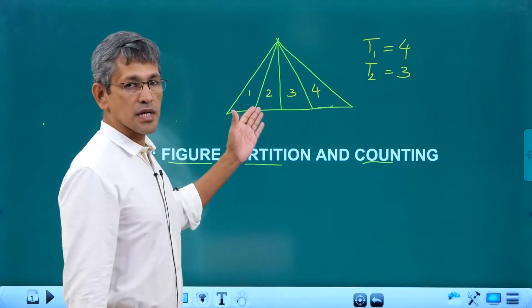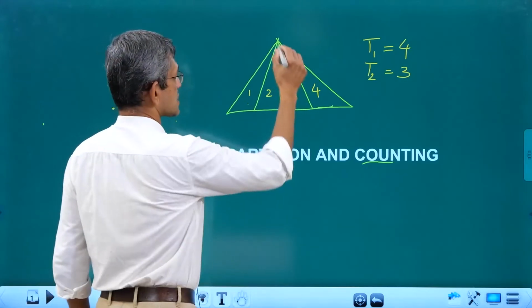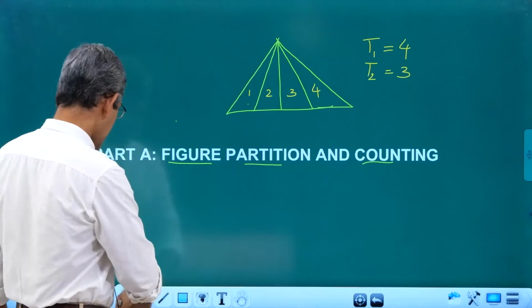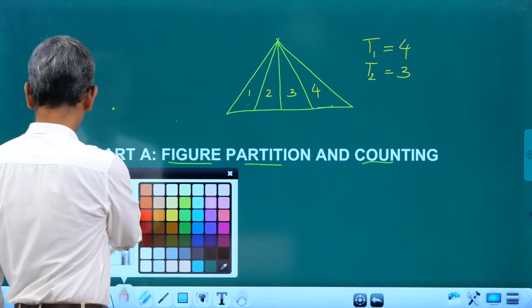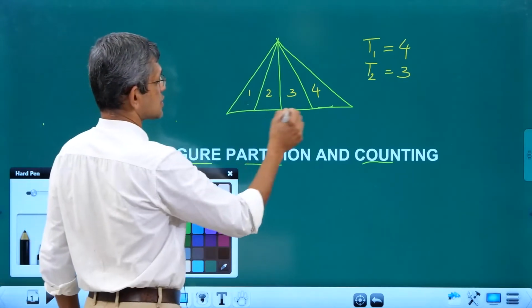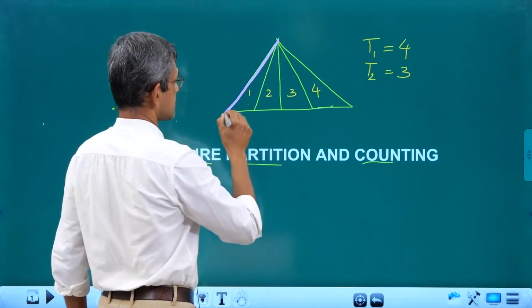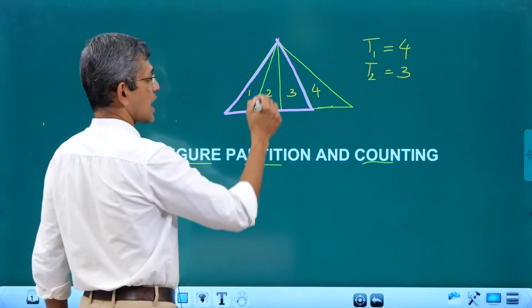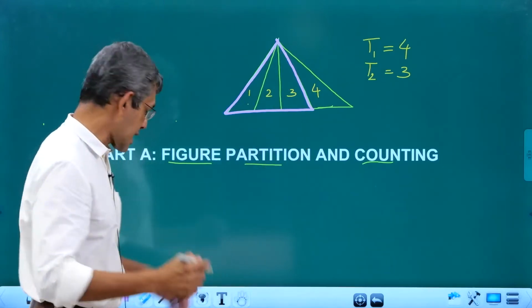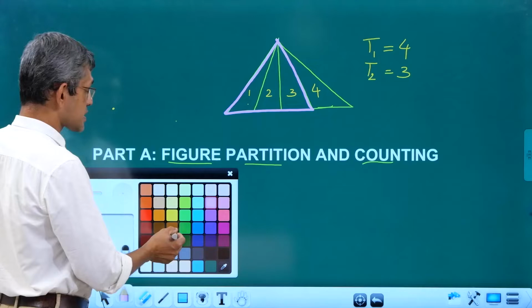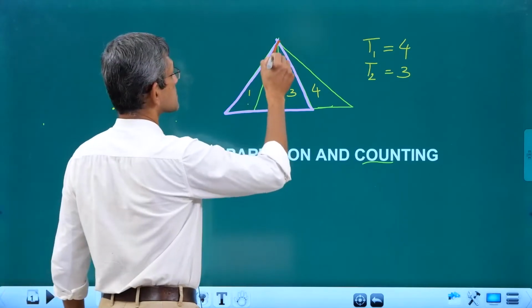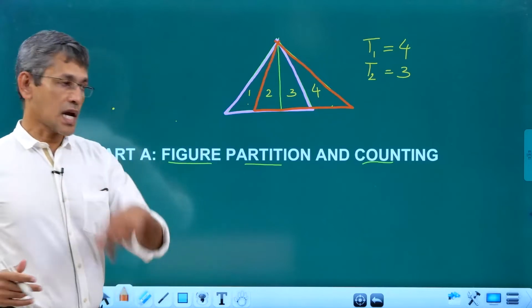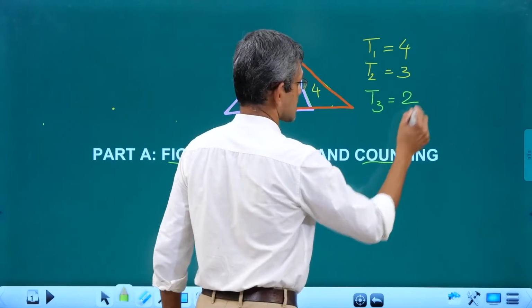Now 3 pieces together, how many are there? 1, 2, 3, that's one triangle. Then 2, 3, 4, that's another triangle. So let me mark it with a different color. Say 1, 2, 3, one triangle here. At the same time, we have 2, 3, 4, another triangle. Let me go with another color. So that's another triangle. So 3 pieces together, we have 2 triangles.